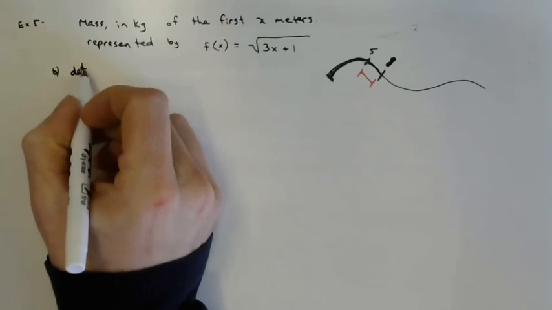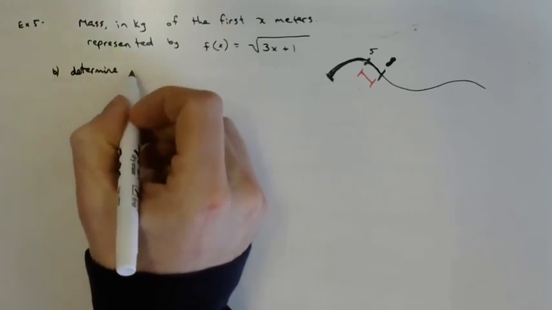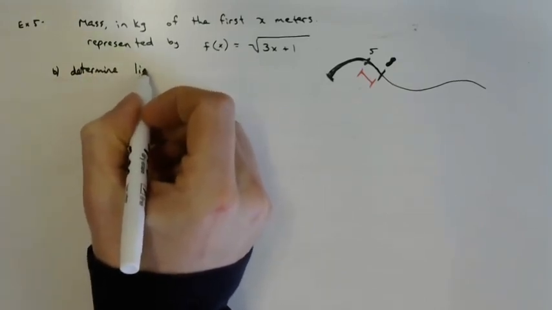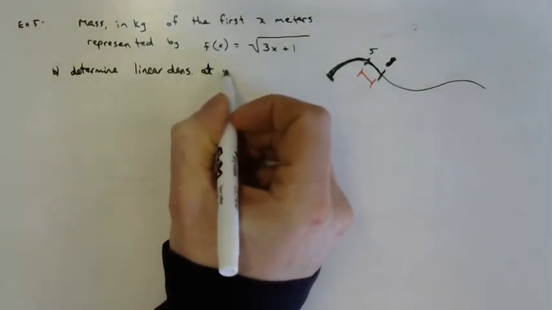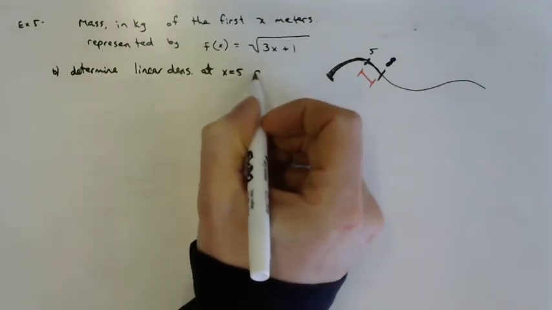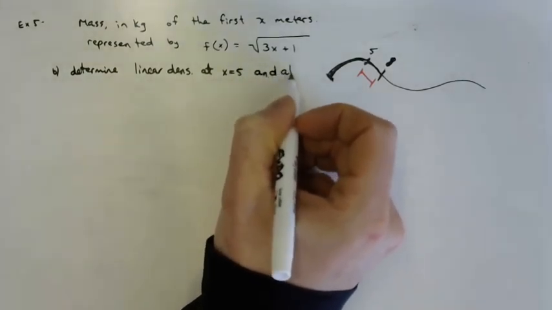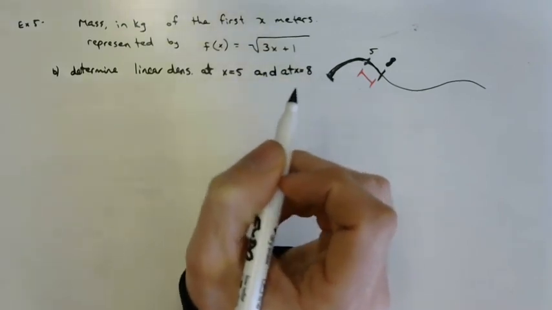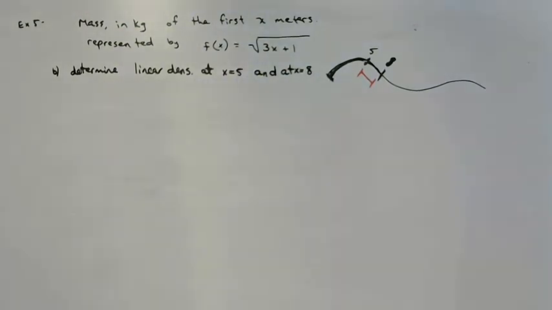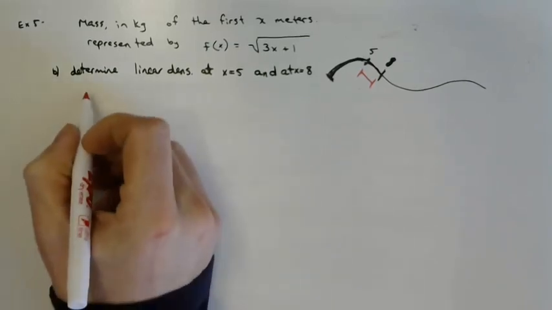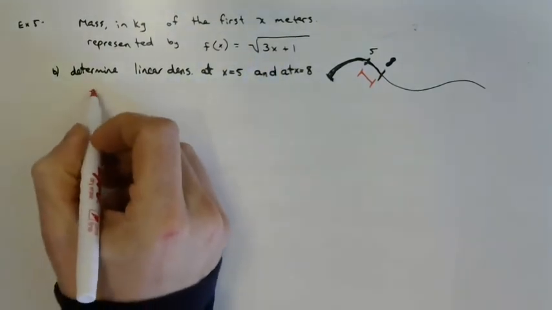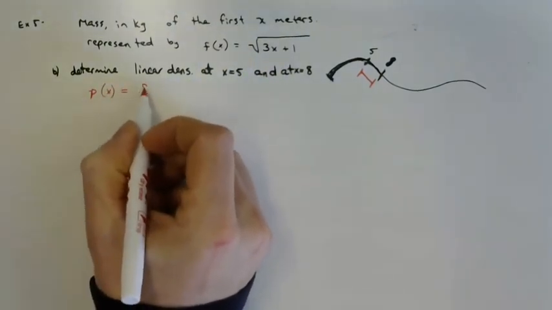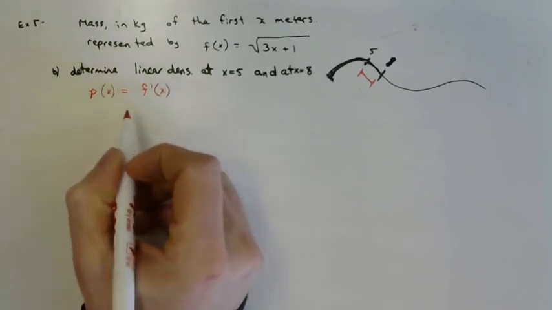determine linear density at x equals 5 and at x equals 8, and then compare them and see what they tell us about the wire. So in order to do that, we start with our function f of x, which is right here, and we need to determine p of x, which is the derivative of f of x.